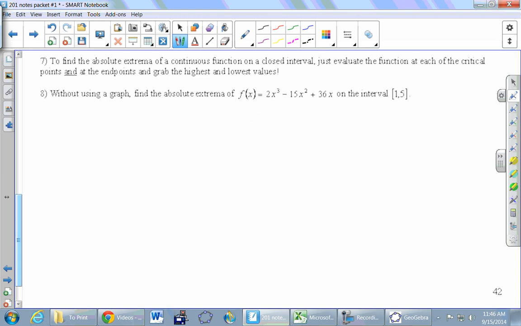Number 8, without using a graph, we're going to find the absolute extrema of that function on the interval 1 to 5. Okay, so let's give this a shot. This is going to be an entirely analytical process we follow because we don't have the benefit of a picture in front of us right now. So apparently, critical numbers are important. So how do we find critical numbers of a function?